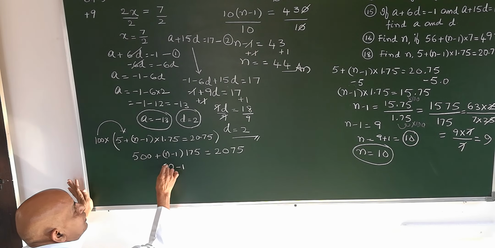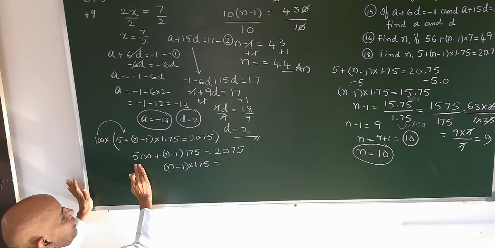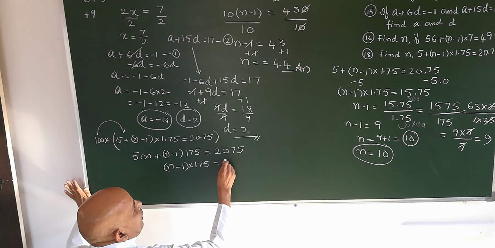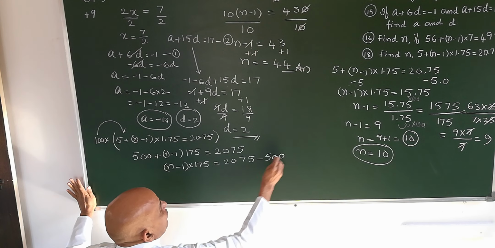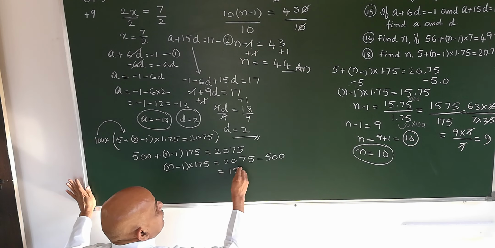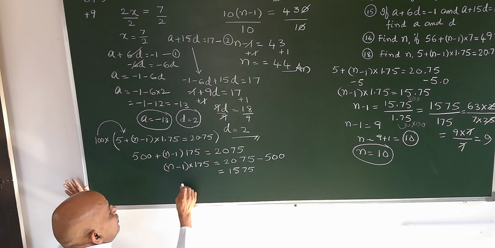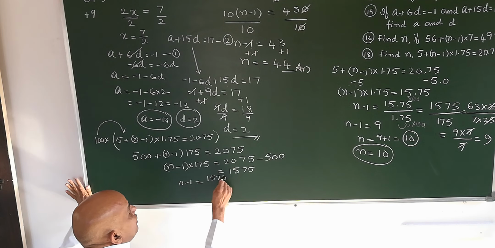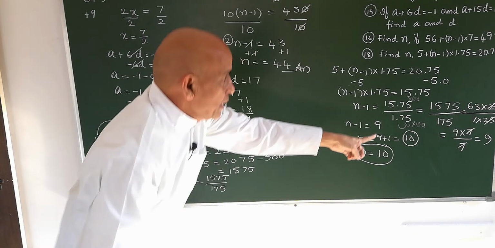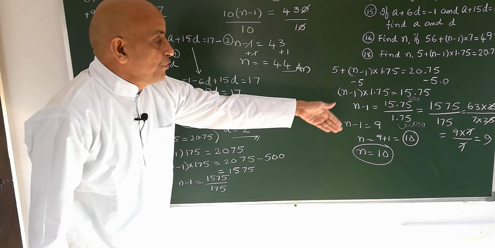Now n minus 1 into 175 is equal to 2075 minus 500. If you transfer that side, it becomes 2075 minus 500, which becomes 1575. Then when you divide both sides with 175, n minus 1 is equal to 1575 divided by 175, which has come here. 1575 divided by 175. From here, like that we will do.